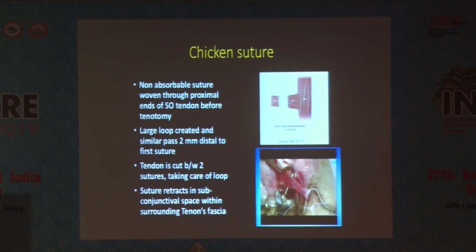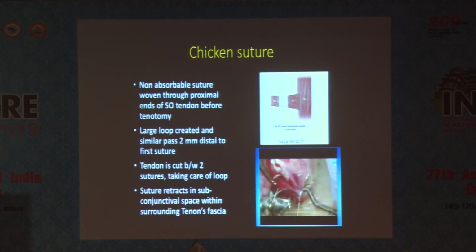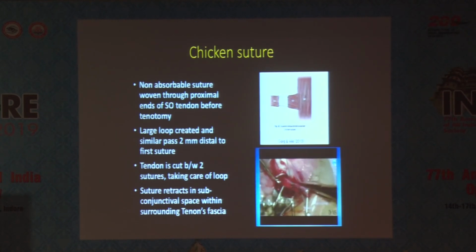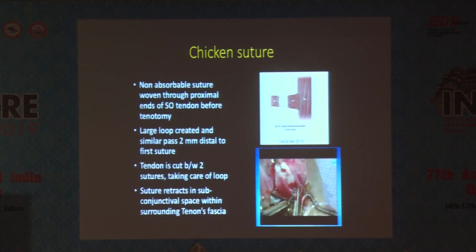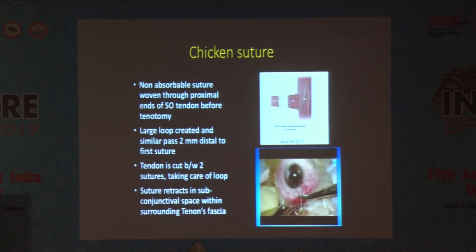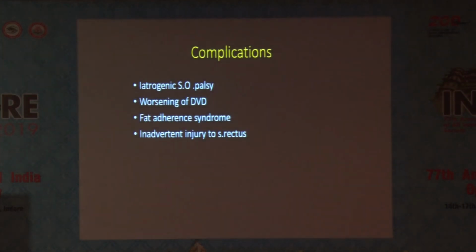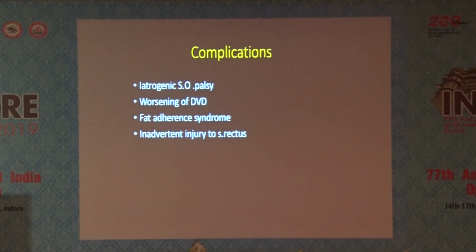This is a chicken suture being put, a non-absorbable suture placed at a lax in the muscle in the nasal half, and then you can just cut between the two, which usually lengthens the muscle by about 5 to 8 millimeters. You put the suture and then simply cut the muscle to increase the length of the muscle. The complications could be superior oblique palsy, a worsening of the DVD, fat adherence.